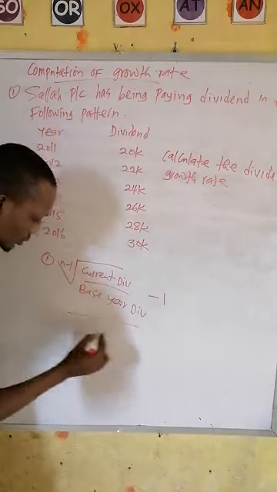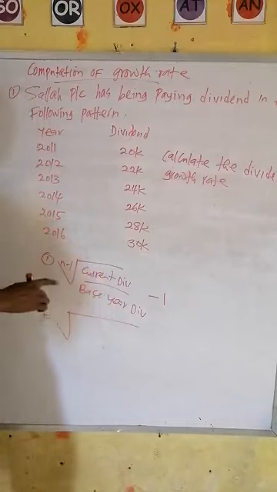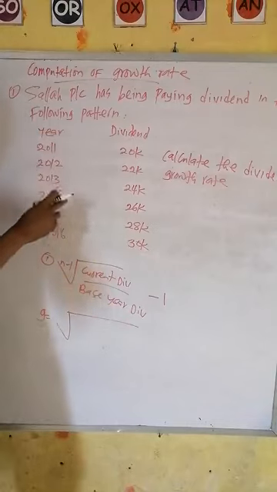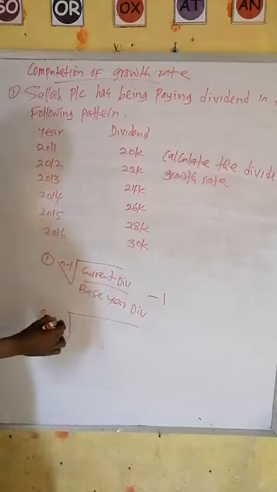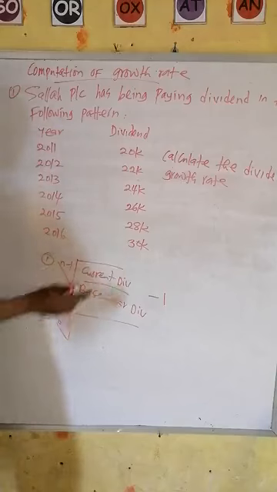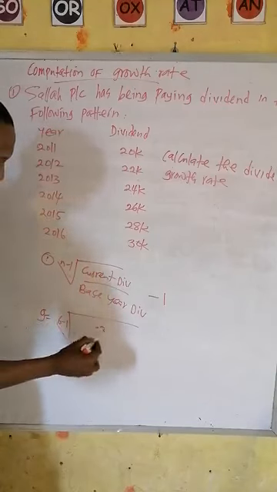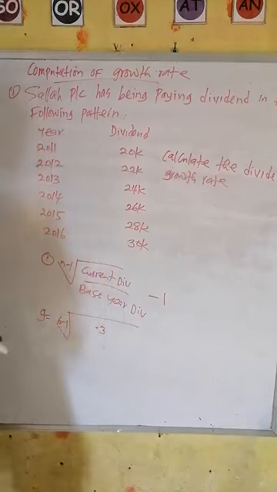Our growth rate, G, is equal to n. What is n? N means number of years. How many years do we have here? 1, 2, 3, 4, 5, 6. That is 6. 6 minus 1, where 1 is constant. What's our current dividend? Current dividend is 30 kobo, which is 0.3.